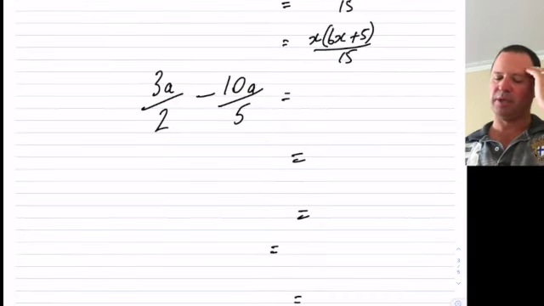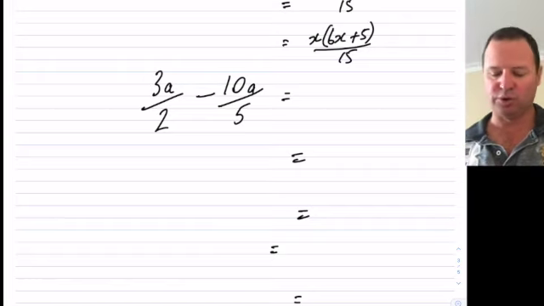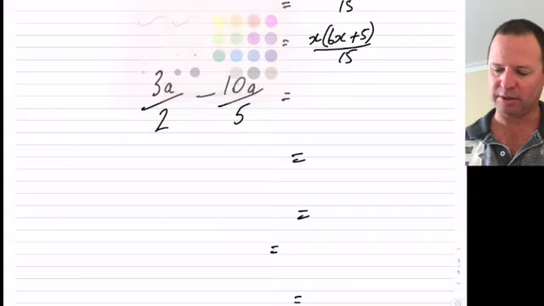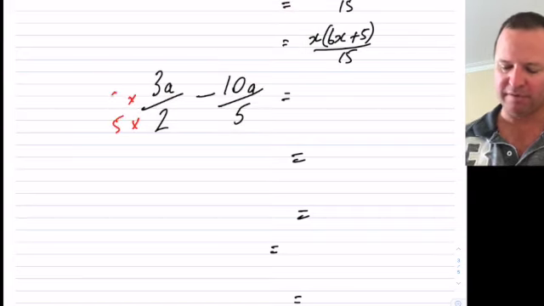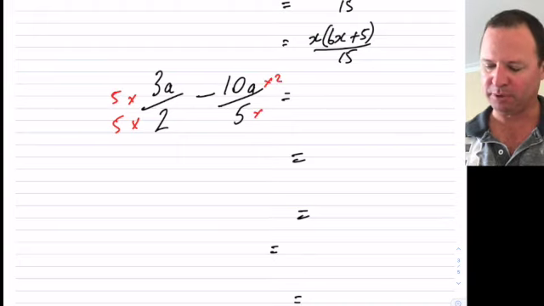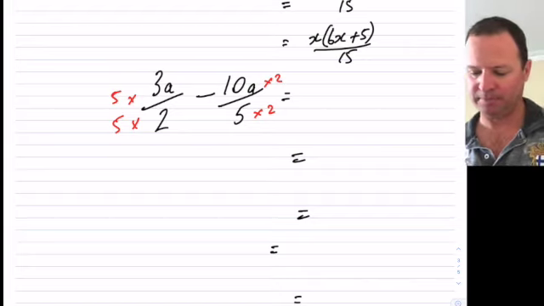All right, so the next one I'm going to look at is this one. I've got 3a over 2, so I'm looking for a common denominator here, and I can see that it's going to be 10. So I'm going to multiply this one by 5, and this one by 2. It's going to give me 5 on 10.